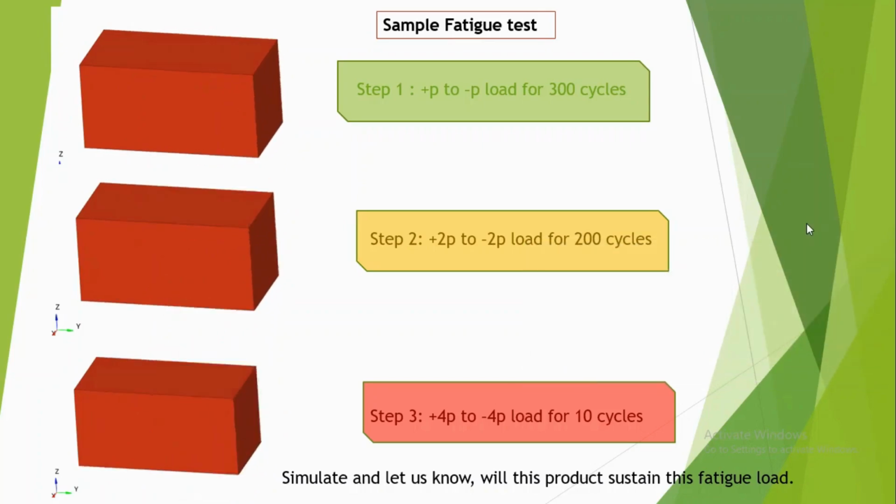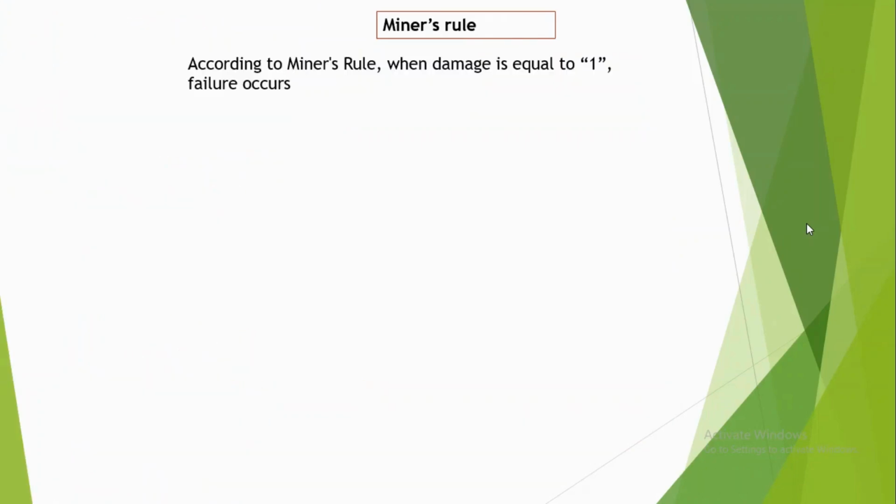FEMFAT uses the Miner rule to calculate this block cycle fatigue. Then you may ask, what is the Miner rule? So let us go to the next slide. Miner rule says that damage is cumulative in nature, and every fatigue cycle has its own damage. And when the total accumulated damage is equal to 1, then failure occurs. So damage should always be less than 1, so that we can say it has passed one block cycle.